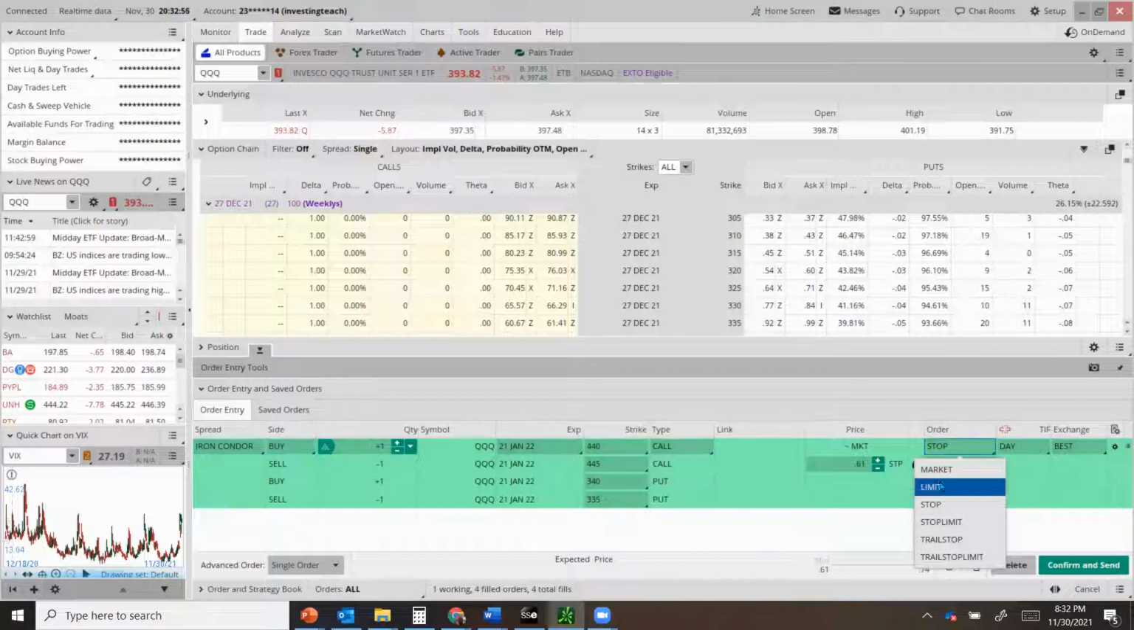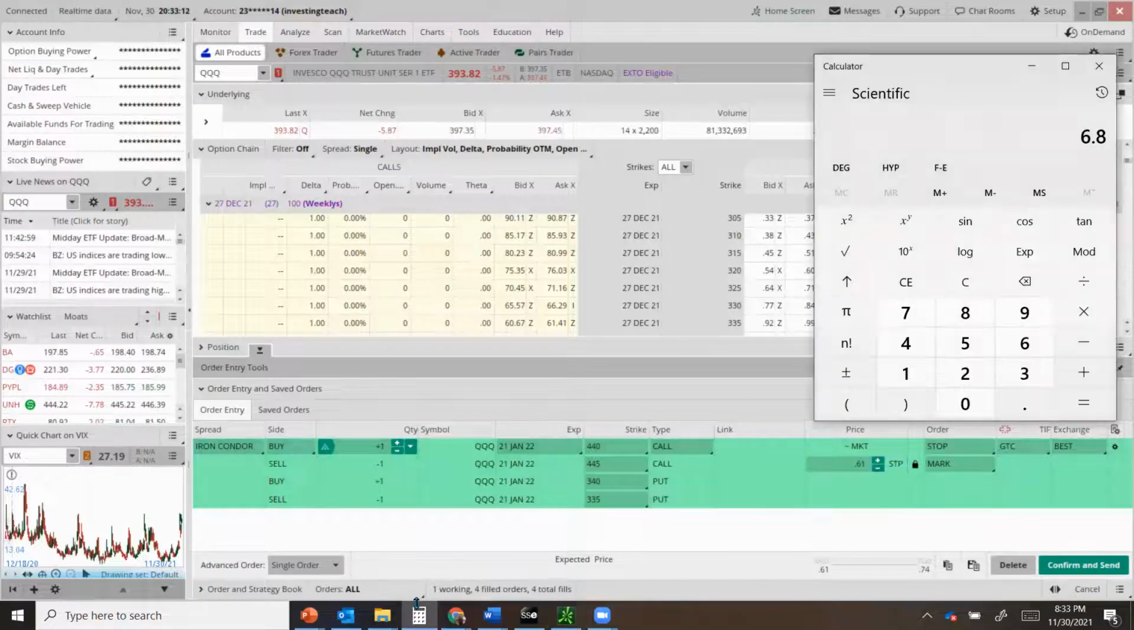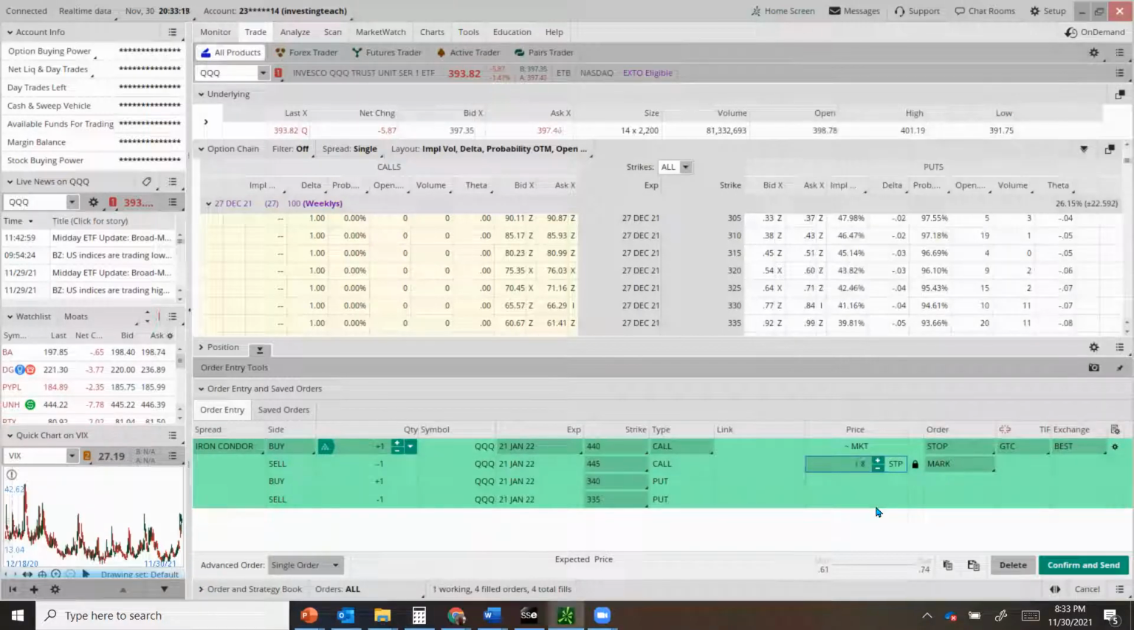I like stop, just market order. You could get more into the stop limit at another time, but it's really not needed. You want to do a good till canceled, not for the day. And then make your stop. I do 3 times whatever you receive in your premium. So if you receive 0.6 for this, do 60 times 3, you're gonna get 180. We would do a stop at 1.8.